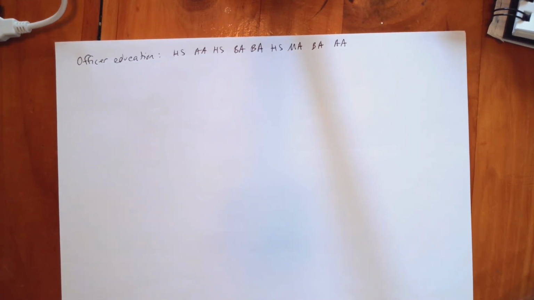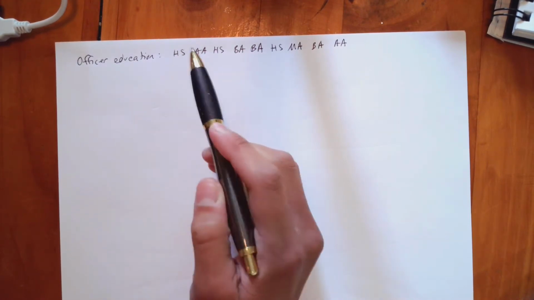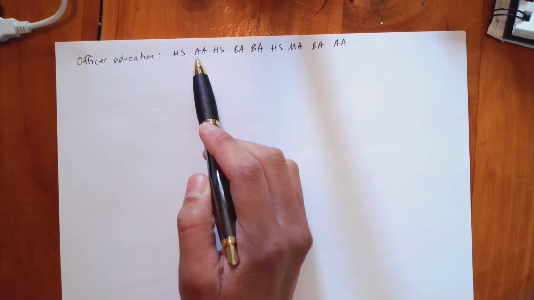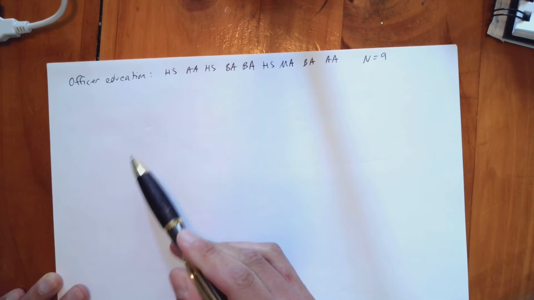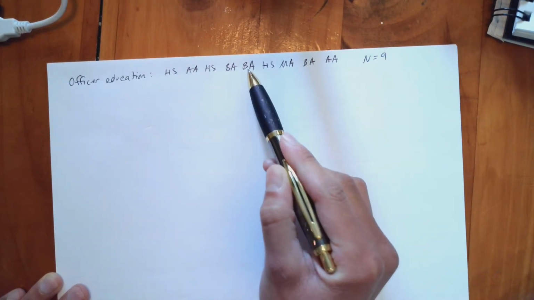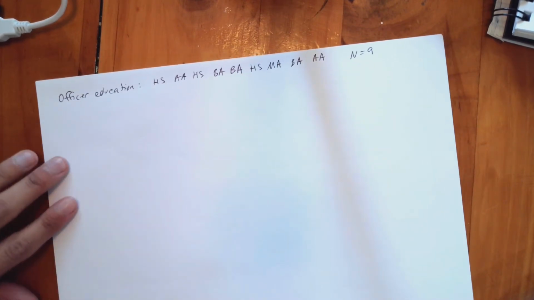So what I've written out on this new piece of paper is a new variable, and we're going to call this one officer education, and say that this is the highest level of education that 9 officers in our sample have. So this officer has a high school degree, this officer has an associate's degree, this officer has a bachelor's degree, and so on. So we have an N of 9, which is a total of 9 observations in our sample. So 1, 2, 3, 4, 5, 6, 7, 8, 9. And let's say we want to find the median level of education for our 9 officers.